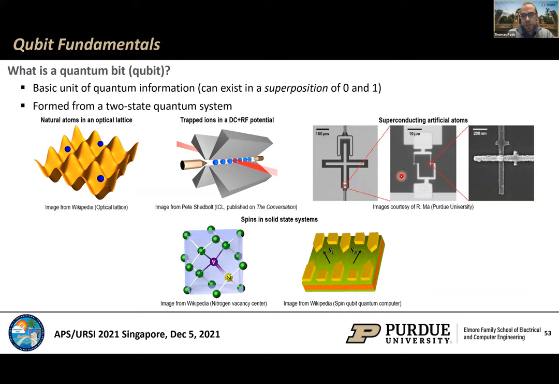Another very popular type of solid state system that people work with would be spins in different types of solid state systems. We have two examples here, one being what's called a nitrogen vacancy center. This is a type of color center defect in a diamond lattice, for instance. It's optically active.